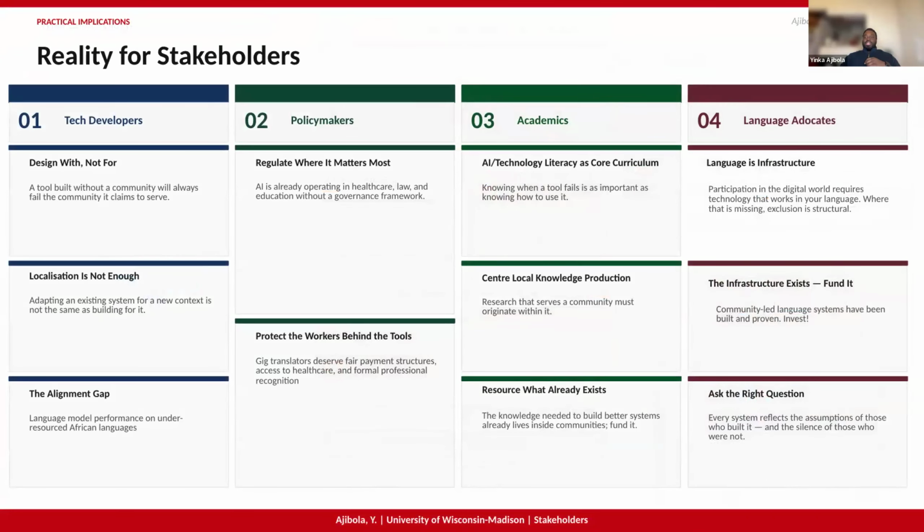So, gradually winding down my presentation, I would say there's a general point to be made here, and it is that the people who are most affected by language technologies are often the least involved in shaping them. The systems are designed by developers, institutions, and platforms, but the burden of dealing with cultural and linguistic gaps falls on the users themselves.